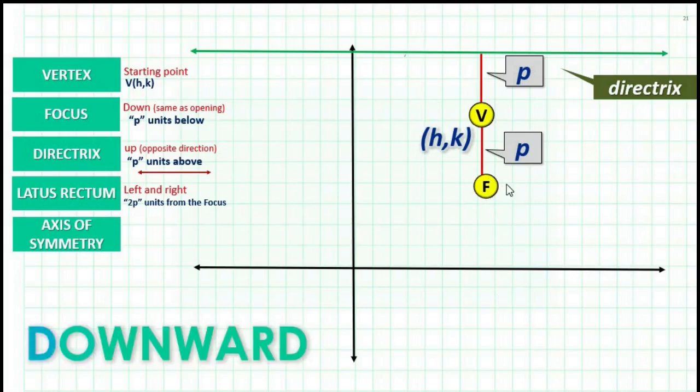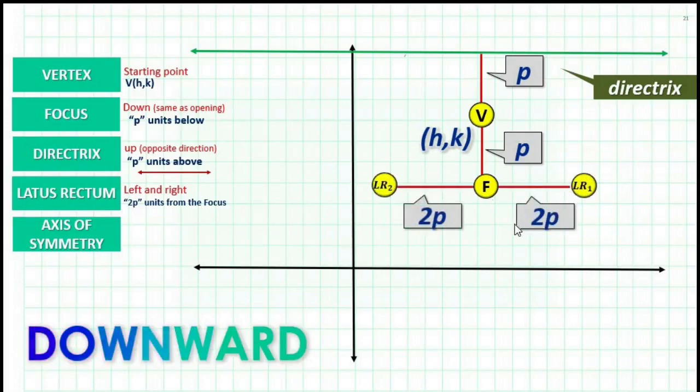So starting from the focus, let us count 2p units to the left and to the right, then label the endpoints as LR sub 1 and LR sub 2. So take note that the focus and the endpoints of the latus rectum are always aligned. So let's check if they are aligned. Yes, they are.